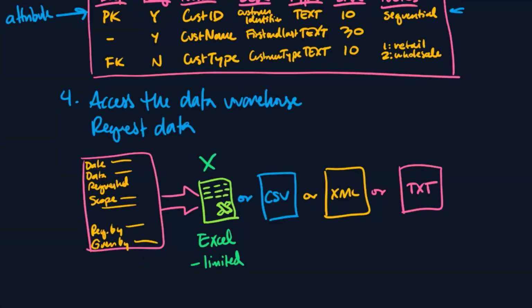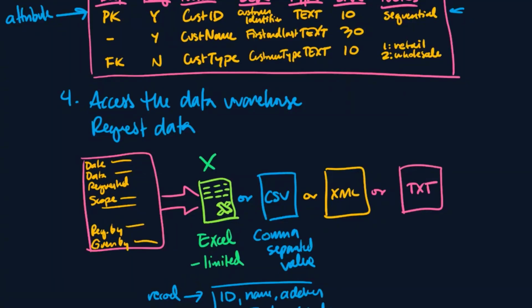Instead, what they're going to send is an extract, either in a comma separated value, a CSV. A comma separated value file is going to have each line represents a record, and they're going to have commas separating the values. So I have ID and name and address.